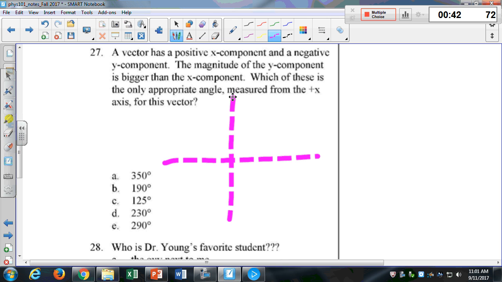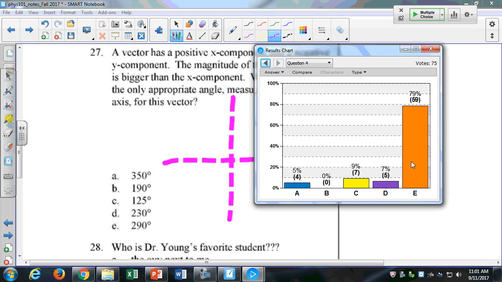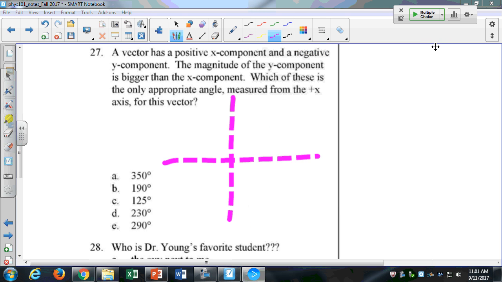All right, doing well. I'm going to stop at 50. Very good. E is right. So it's kind of a tricky problem because, first of all, I have a positive x component. So my x component will be over here somewhere. And then I have a y component that's bigger than the x component, and then it's negative. So my y component, I'll exaggerate it, will be like that. And so my resultant will look like this. Now that gives me the fourth quadrant.